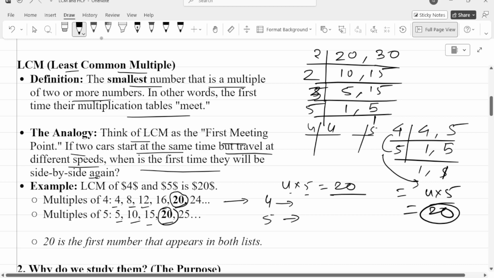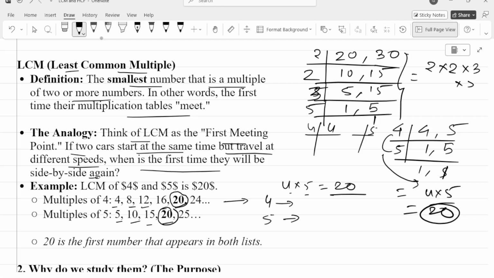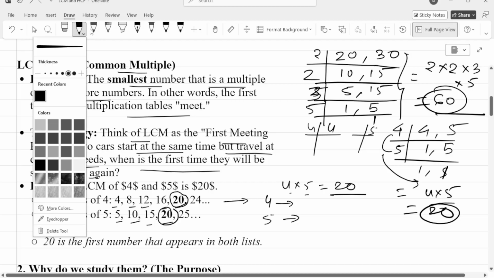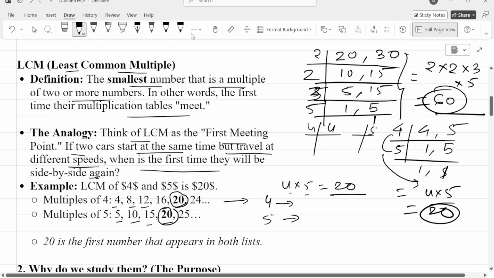So what's the multiplication of these numbers? 2 into 2 into 3 into 5. So 5 into 3 is 15, 15 into 2 is 30, and 30 into 2 is 60. So the LCM is 60. Now I hope you understand how to find the LCM and HCF of numbers, crystal clear.